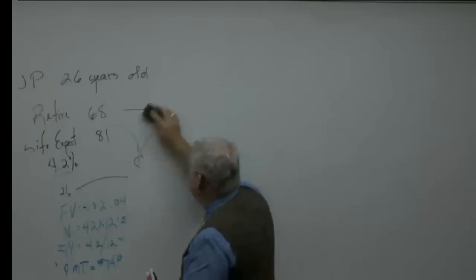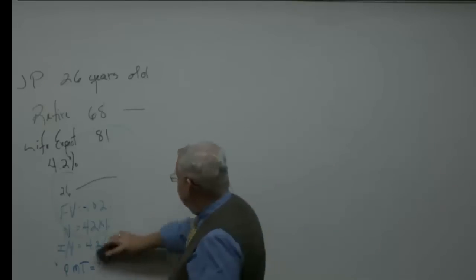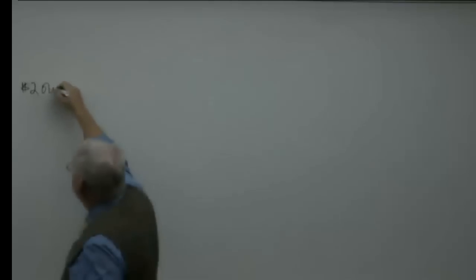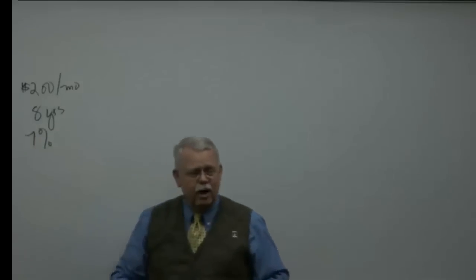Let's see. What were you telling me about another problem? You have to do this. You put up $200 a month at 7% interest for 8 years. If you put $200 a month in the bank for 8 years, and you earned an annual rate of 7%, how much would you have?